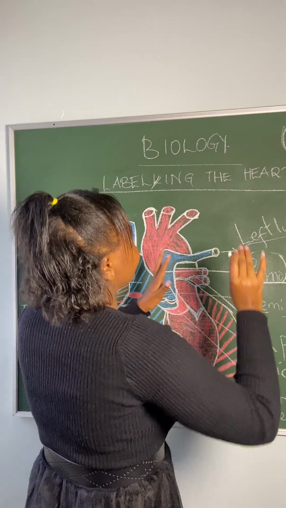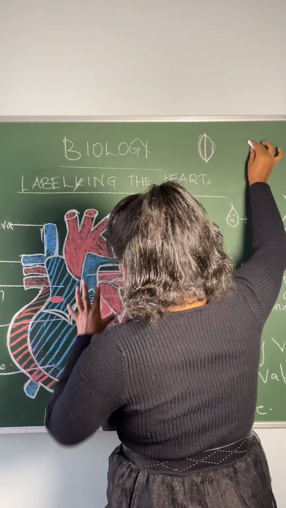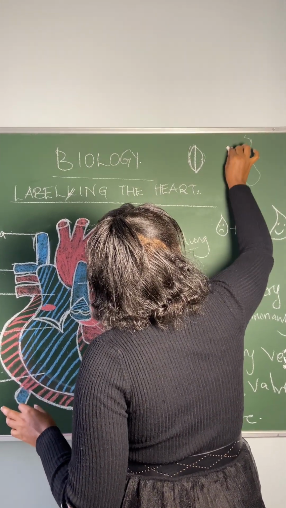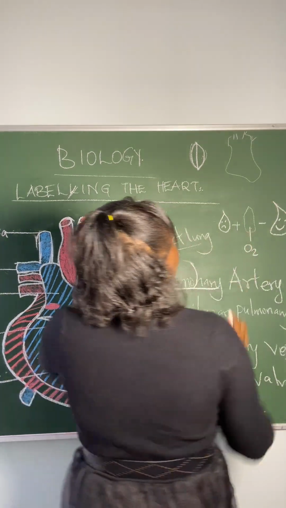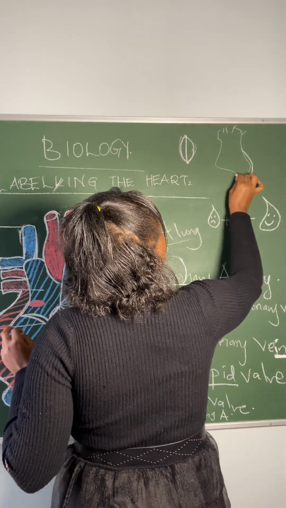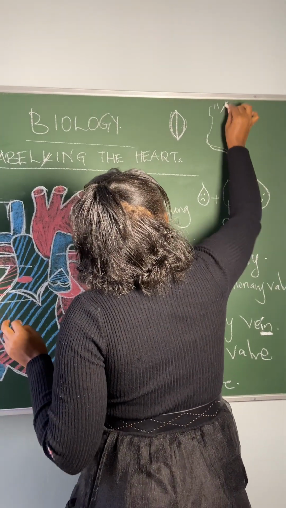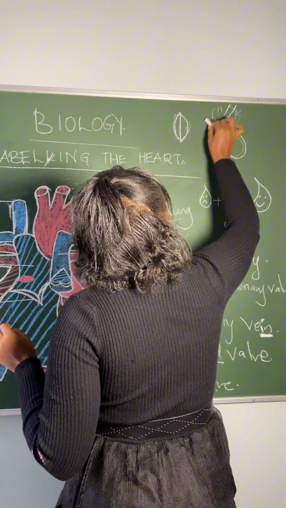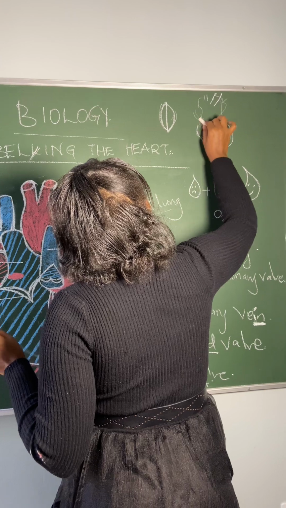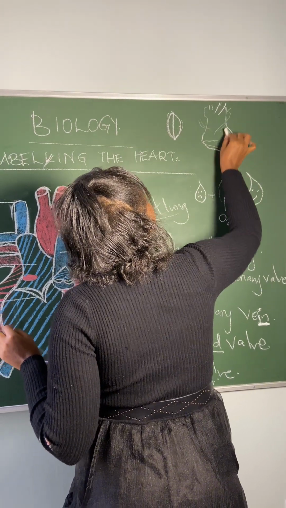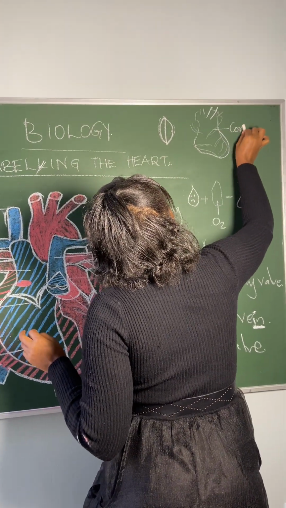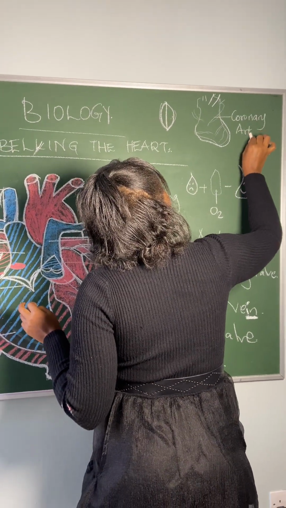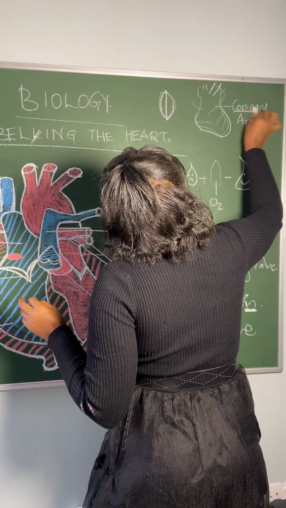Now, if this is the heart, let me show you an example. If this is the heart, for instance, I want you to take note that after leaving the aorta, there are small arteries that come like this, they wrap around the heart, they wrap around the heart. So these arteries are called coronary artery. Coronary.